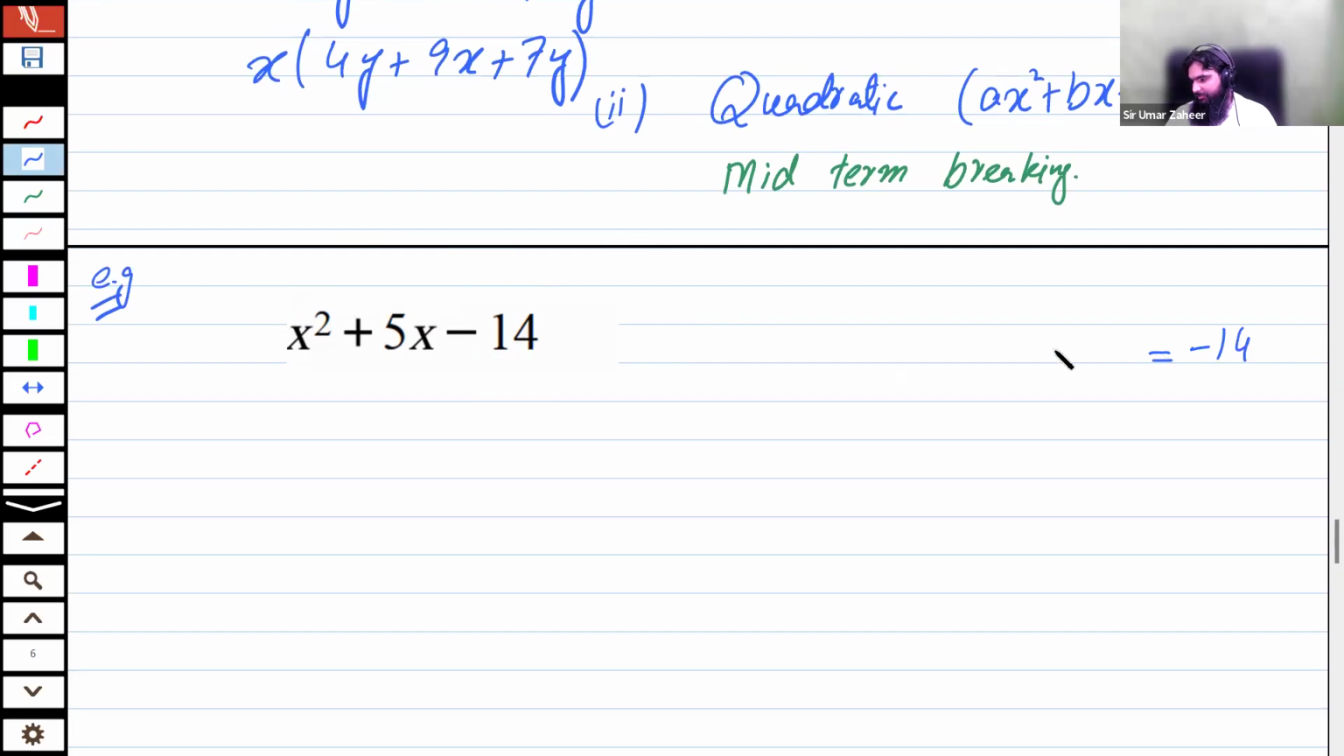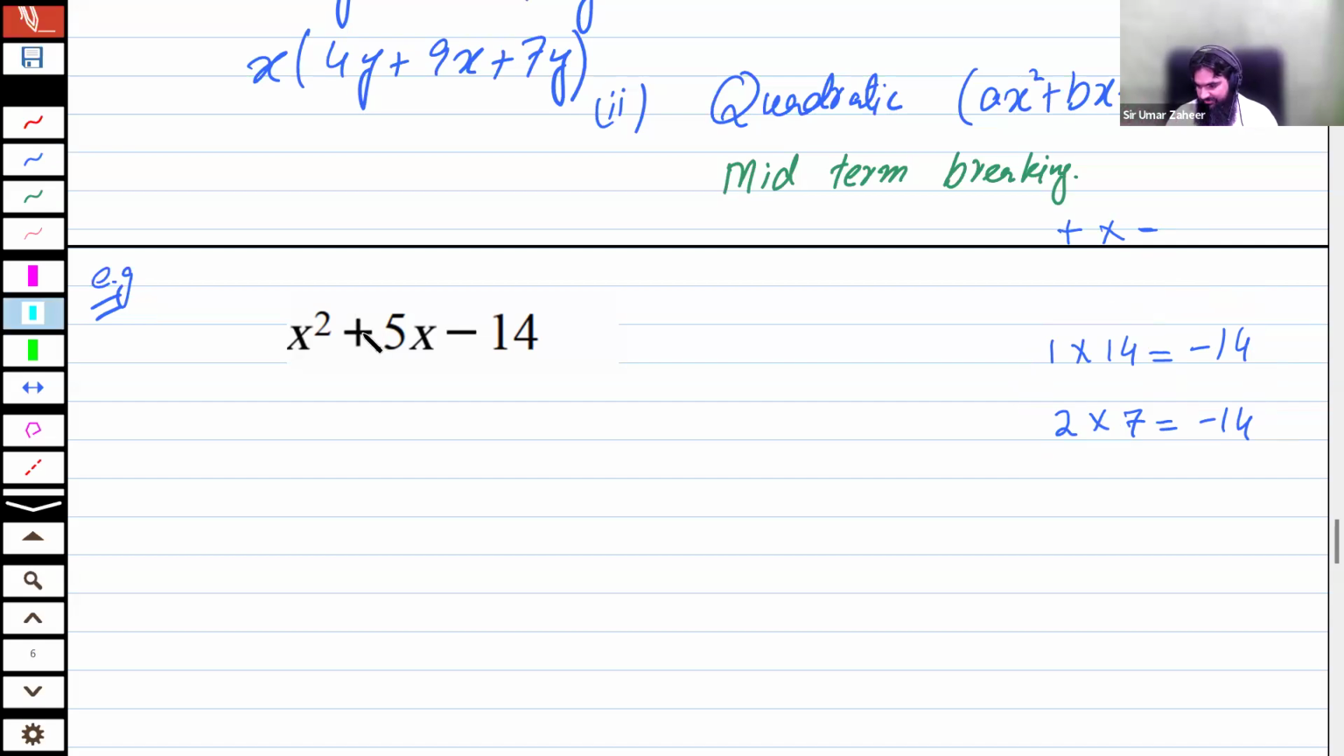Now you have to write all the possible pairs. 1 times 14 is 14. 2 times 7 is 14. And that's it. I need a negative answer. In multiplication, you will get a negative answer if one term is positive and the second term is negative, right? It means that in both of them, one term is positive and one is negative.